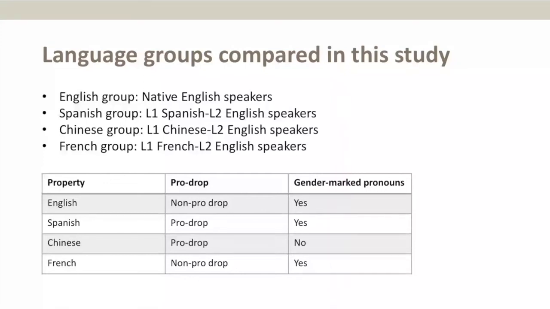And French is similar to English, so it's a non-prodrop language and it has gender marked pronouns. So in this experiment, we're using the French speakers as a baseline of comparison because we don't want to compare the Spanish and Chinese group to the English group, because they are L1 speakers and L2 speakers. So there might be a bit of difference in the processing of first language and second language. So we will be comparing between the L2 groups.